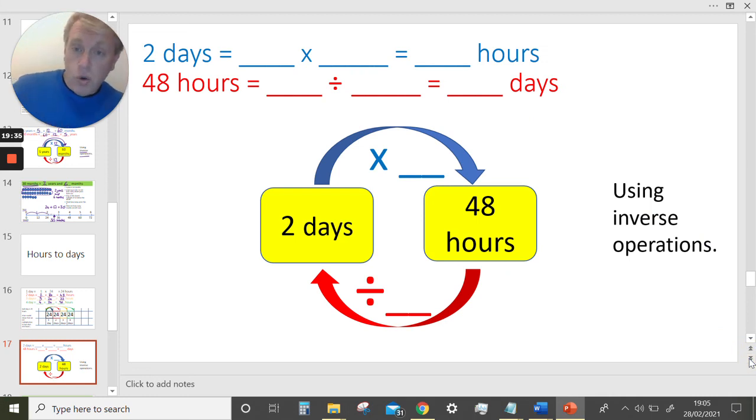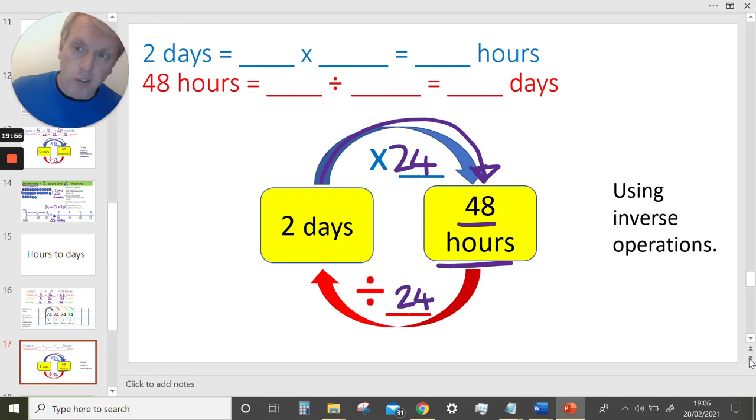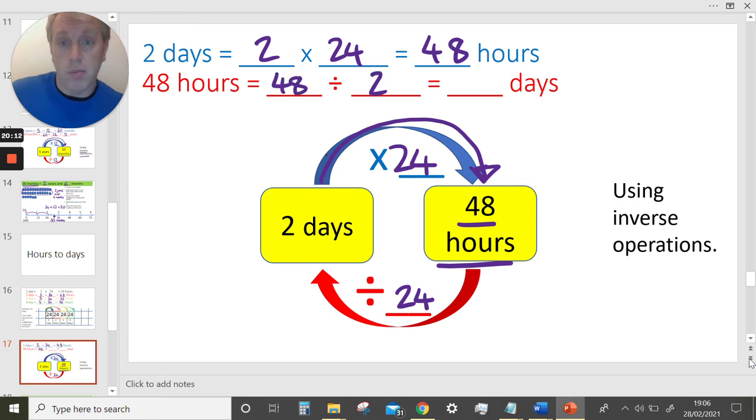So, as we've been talking about, inverse operations. Can you see what we'll need to fill in the blanks here? Yes, 24. 2 days. We want to turn it into hours. It's times 24. We start with 48 hours. We need to divide it by 24. That means counting up in 24s. 24, add another 24 is 48, so 2 times 24 is 48 hours. 48 hours divided by 24 makes 2 days.